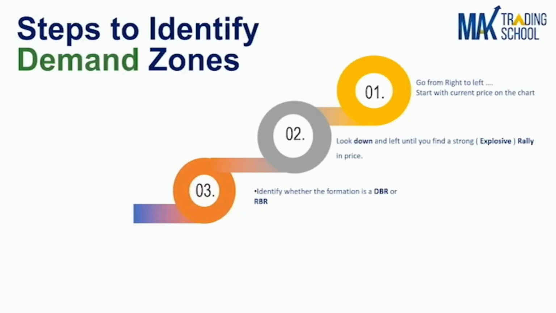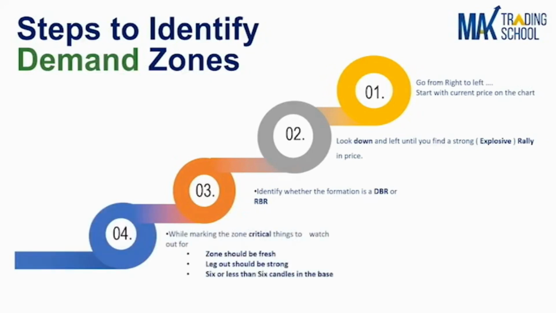So we need to do a preliminary quality check of the zone. What is the check? We should make sure that the zone that we are identifying is fresh. In the previous slide, we saw what is a fresh zone. Leg out should be strong. How do we quantify strength? We'll get to that. And maximum 6 candles in the base.